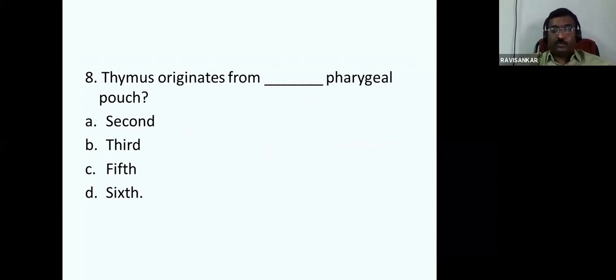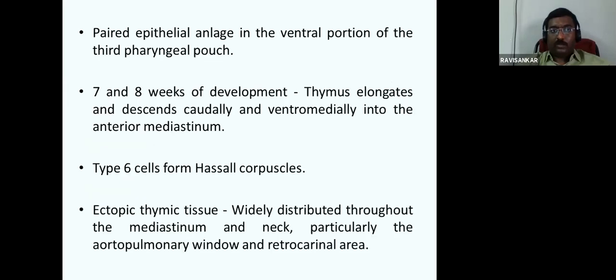Thymus originates from which pharyngeal pouch? So it originates from the third pharyngeal pouch. The ectopic thymic tissue is widely distributed throughout the mediastinum and neck, particularly in the aortopulmonary window and the retrocaval area. That's why you will get it most commonly in the anterior mediastinum, but it can also occur in the neck and in the posterior mediastinum.